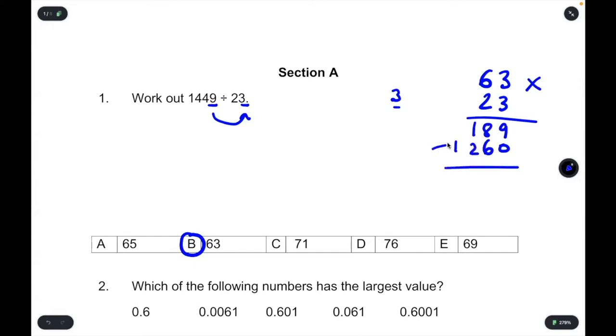Then you can add these. So you've got 9 add 0 is 9. 8 add 6 is 14, so we've got 4 extra 1. 1 add 2 is 3, add the 1 is 4, and 1 is carried over. So we can see here that we got an answer of 1,449, which is the same as what we started with. Therefore, option B must be correct anyway.